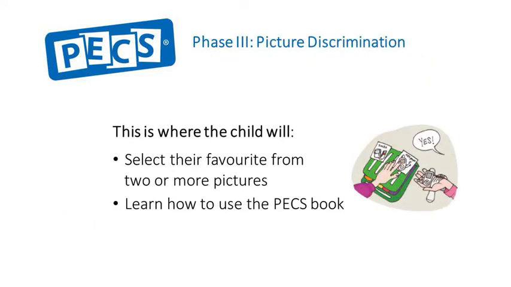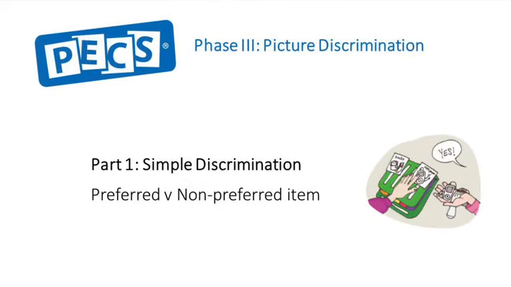Phase 3, Picture Discrimination. This is where the child learns to select from 2 or more pictures to ask for their favourite things. They learn how to look inside their book to find the picture they want to ask for. There are 2 parts to Phase 3. The first part is simple discrimination. This is when you have a highly preferred item, such as a biscuit or a favourite toy, versus a non-preferred item. This may be a sock or an empty box.